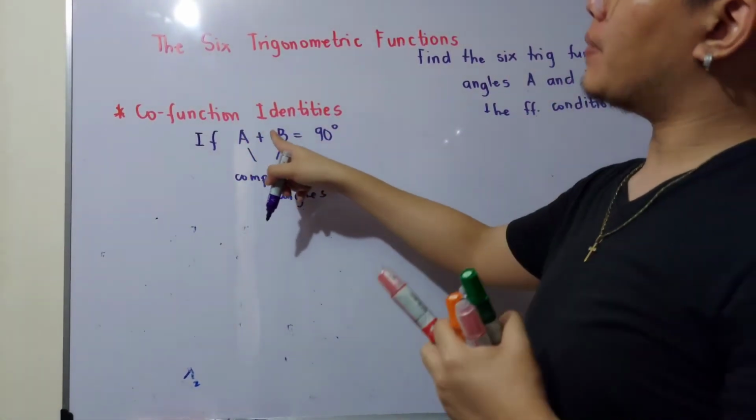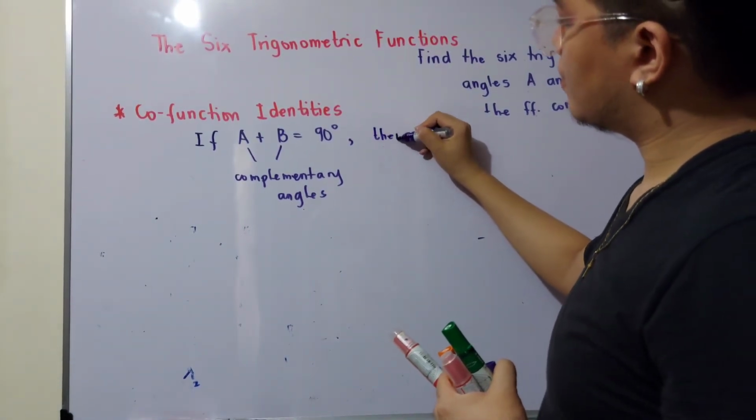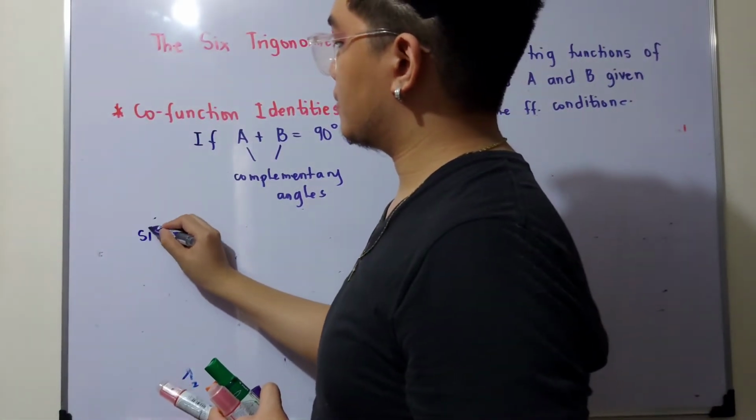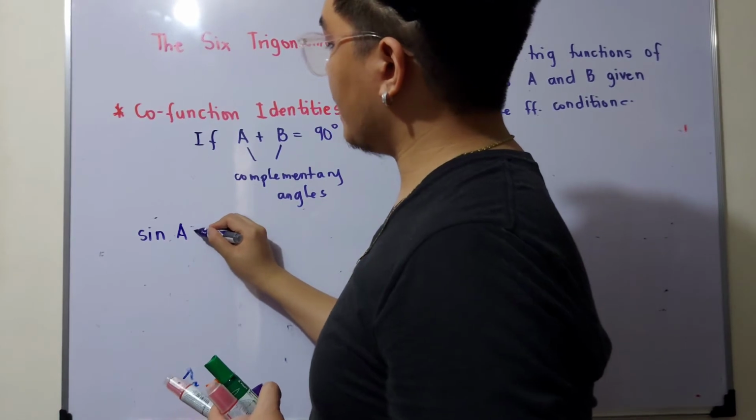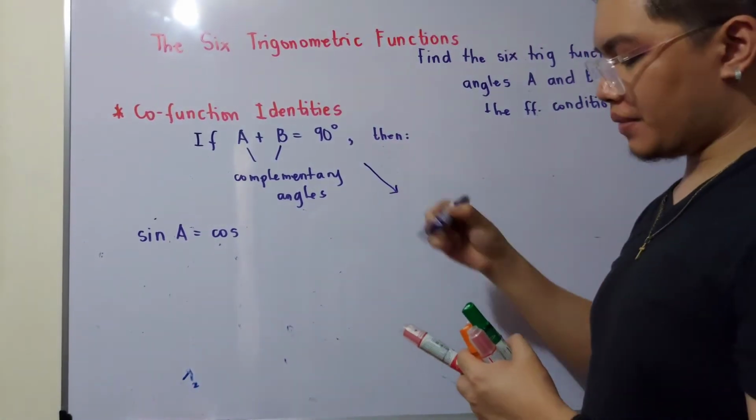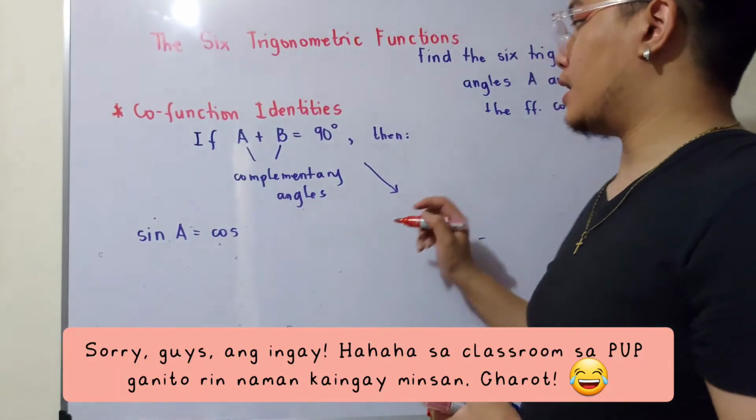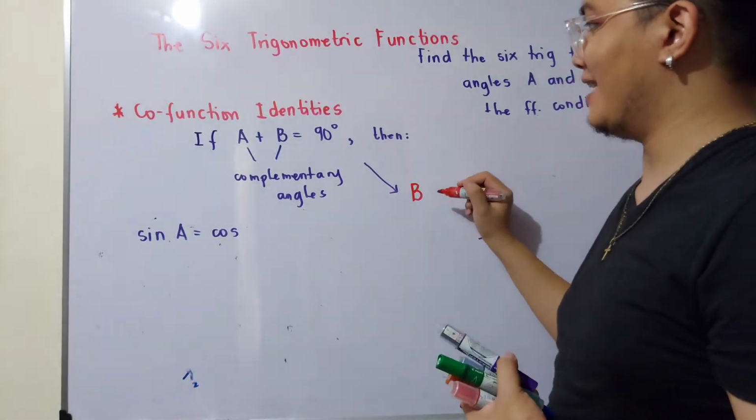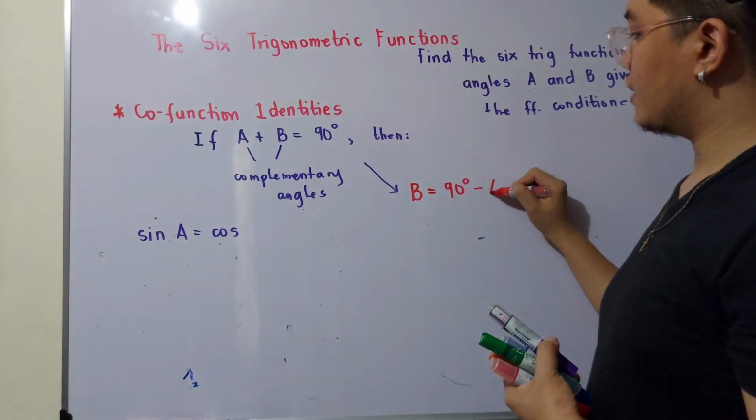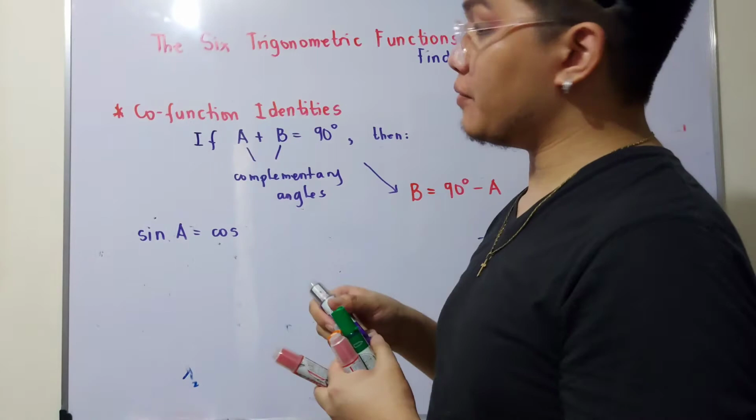So, if A plus B is equal to 90 degrees, then sine A is equal to cosine B. So, B is equal to 90 degrees minus A. Ayan. So, sine A is equal to cosine B.